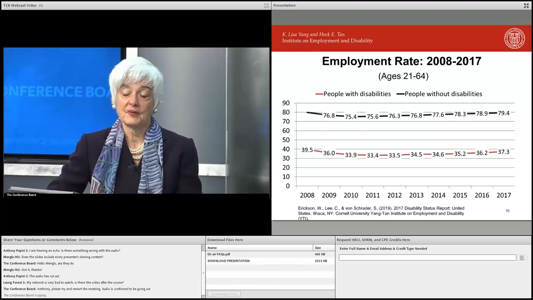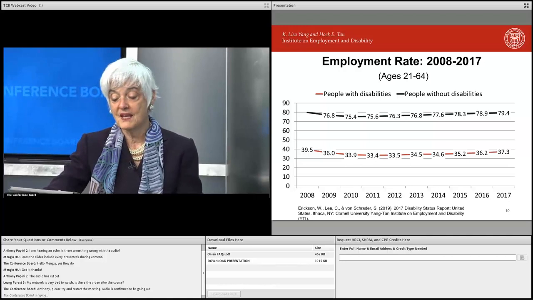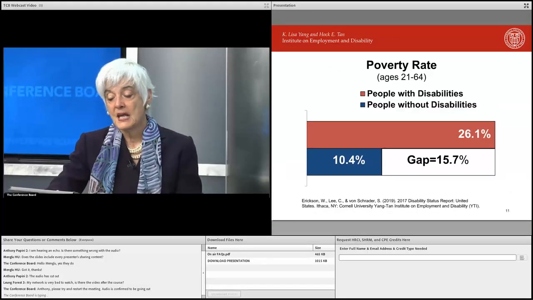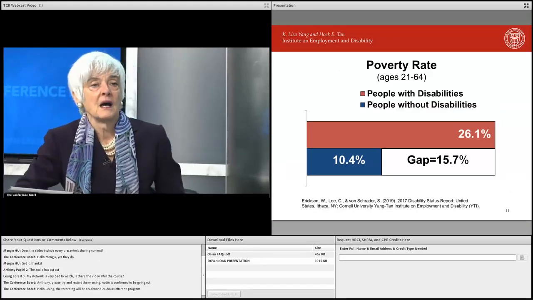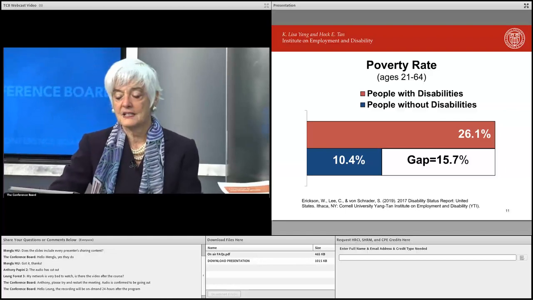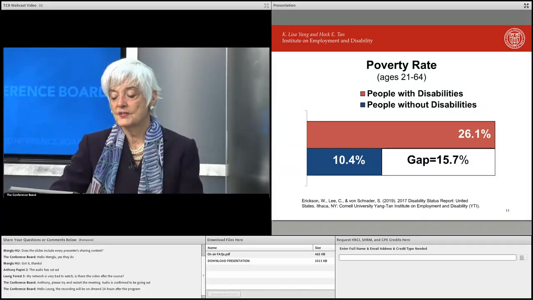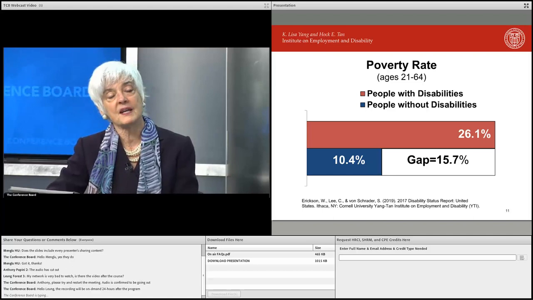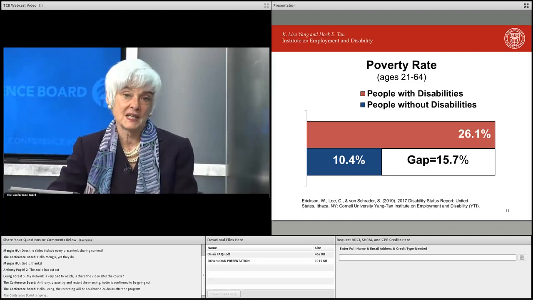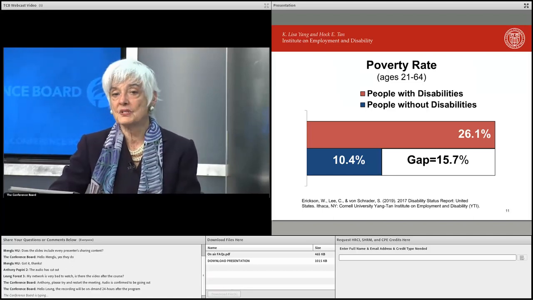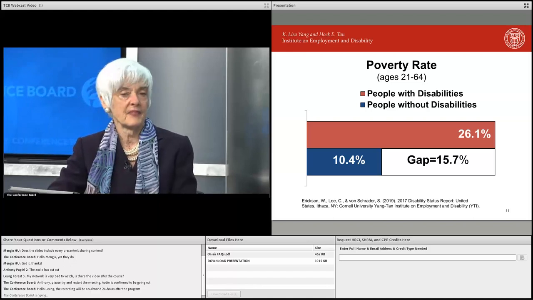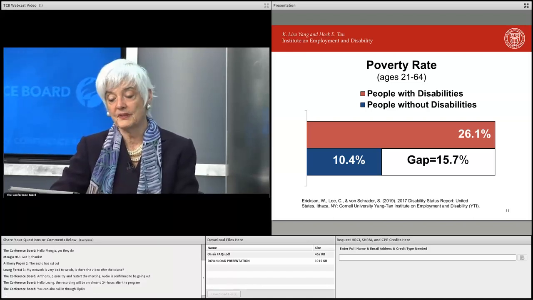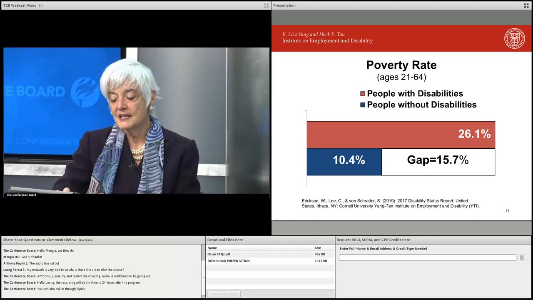Not only do we want people in the workforce because they have a right to be there and we need their talents, but it significantly impacts their socioeconomic status. As we can see by this slide, there's a 16% gap between the poverty rates of people with disabilities, which is at 26%, and the 10% poverty rate on average for non-disabled people in the United States. So quite a significant impact when people are not working.